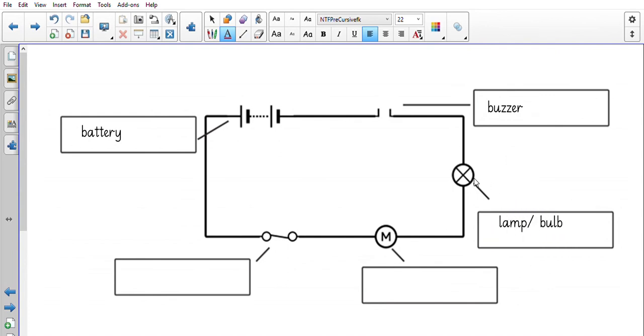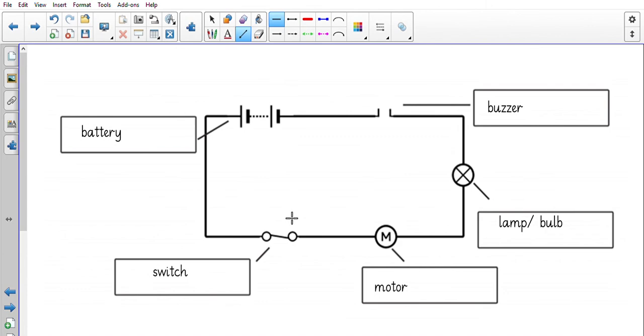Remember this one? Similar to the one on the slide before, so it's the circle with a cross through it, but it can look slightly different. I've then got a motor. I remember a letter M. And finally a switch, and you should be able to see here that this is a closed switch. If the switch was open, and it would look like this, the current would be stopped in the circuit.